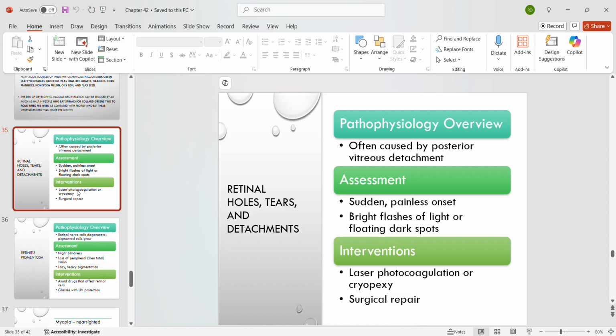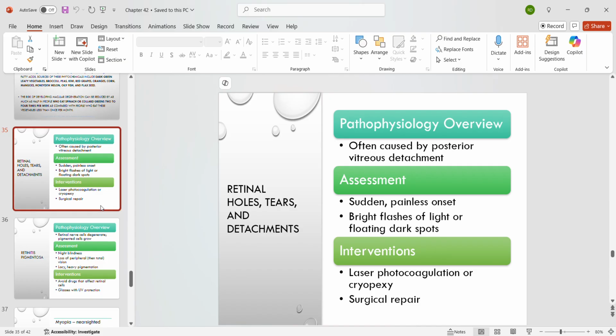All right, so then it talks about the retinal holes and tears. A retinal hole is a small break in the retina, often caused by thinning or weakening of the retinal tissue over time. The tears are larger, jagged breaks in the retina, often caused by the vitreous gel, which is the clear gel-like substance in the eye, pulling on the retina. They can do laser surgery or freezing called cryopexy to seal the tear or the hole and prevent detachment.